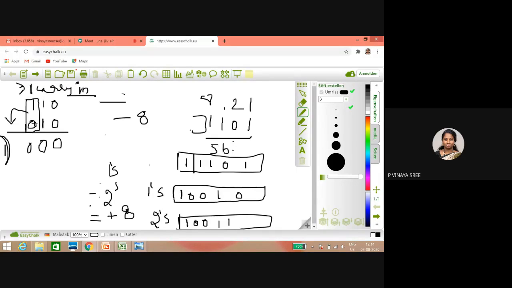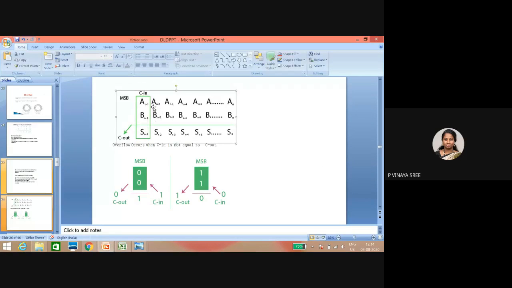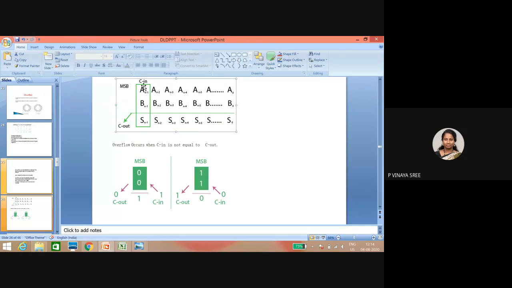Carry in is on the MSB part. Is there any carry generated from this column? Yes, generated. Why? Because here 1 plus 1 means 0 1. So this is your carry in. What is carry out? From the MSB column, whenever you are getting a carry out, then it is carry out. Let me show this with an example. From this, if there is a carry generated, then it is carry in. From this MSB position, if you got a carry, then it is carry out. Understood? Carry in, carry out?